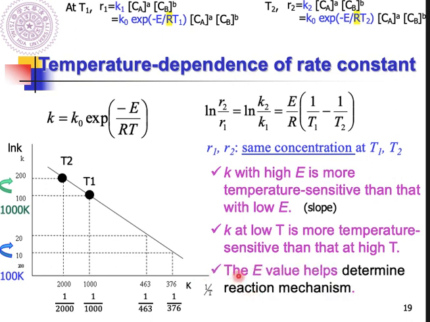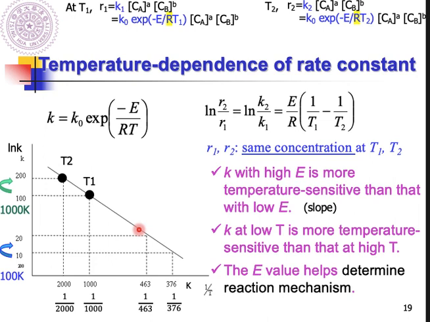Based on these results, we also know that the activation energy, the slope, can help us determine the reaction mechanism. What this means is, when you plot log K versus 1/T and, after fitting, you find it's a straight line, there is only one chemical reaction involved in your reactions.